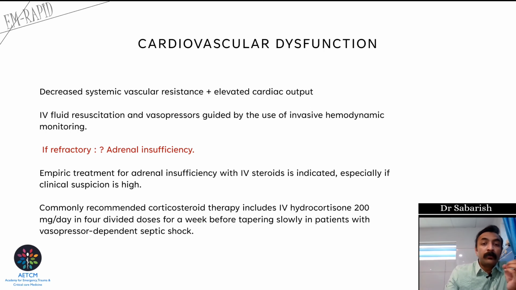Cardiovascular support, again, ALF itself can lead to decreased systemic vascular resistance and elevated cardiac output. IV fluid resuscitation and vasopressor guided by the use of invasive monitoring is recommended. If the shock is refractory, always think about adrenal insufficiency as a secondary cause. Those kinds of patients will definitely benefit from steroids as recommended in septic shock, and a dose of 200 mg of hydrocortisone followed by a daily dose of 200 divided in 4 doses might be indicated.